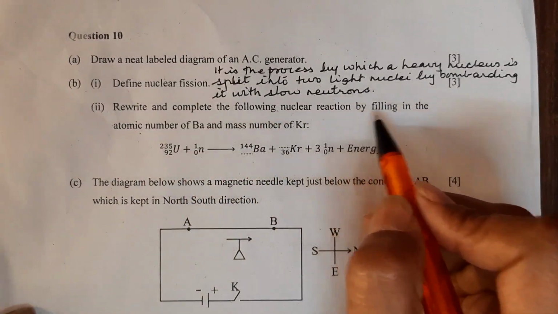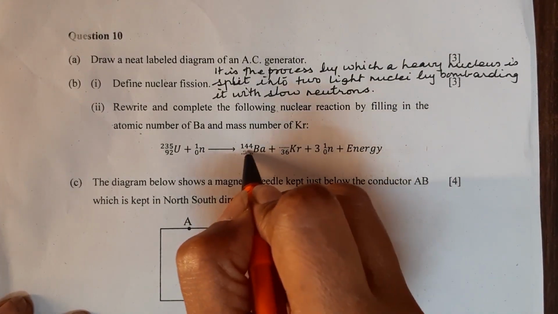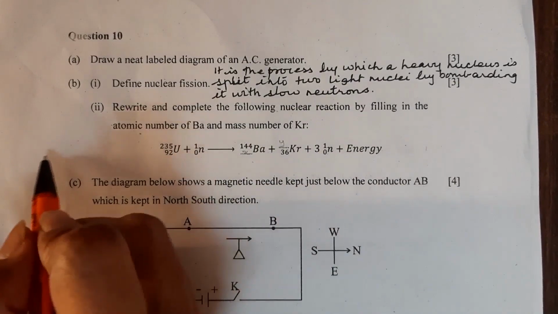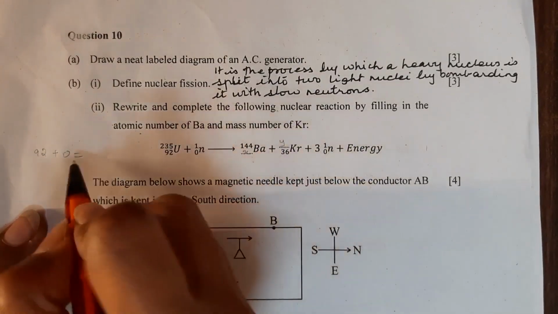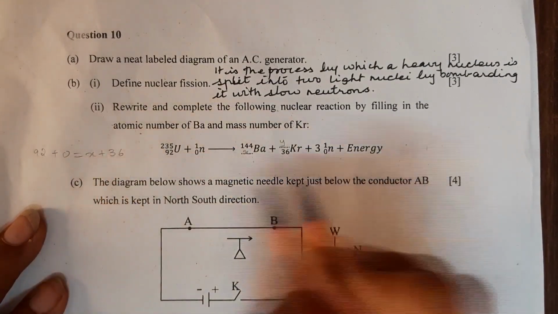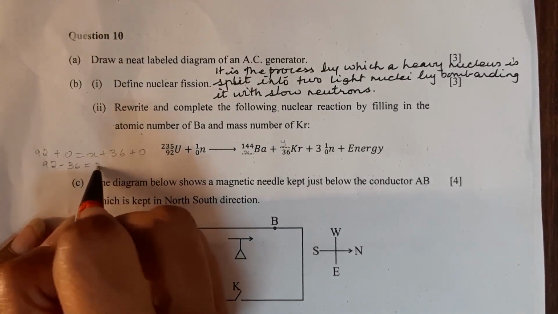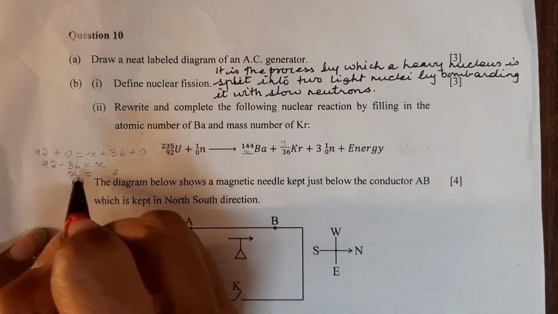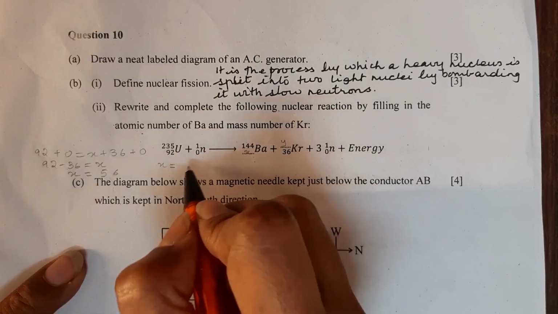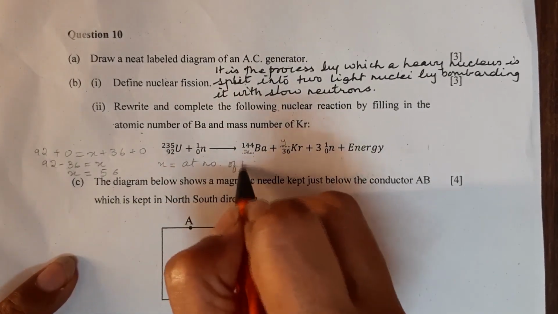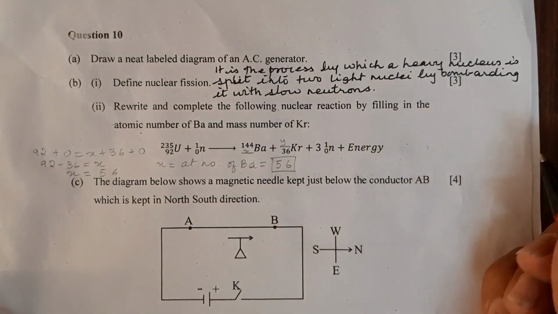Rewrite and complete the following nuclear reaction by filling in the atomic number of barium and mass number of krypton. So now we'll call this X and we'll call this Y, and we will show the working here: 92 plus 0 will be equal to X plus 36 plus 0, and so you will see that 92 minus 36 is equal to X. So here we have the X value, which is the atomic number of barium, is equal to 56. And that becomes your answer 1.